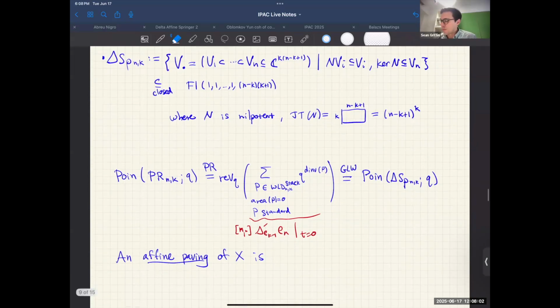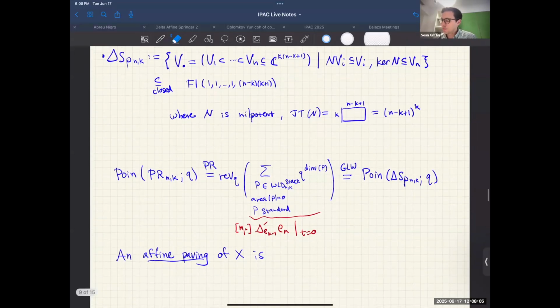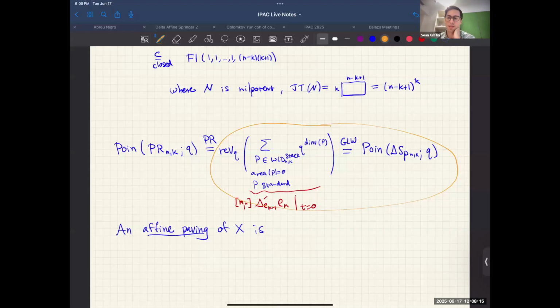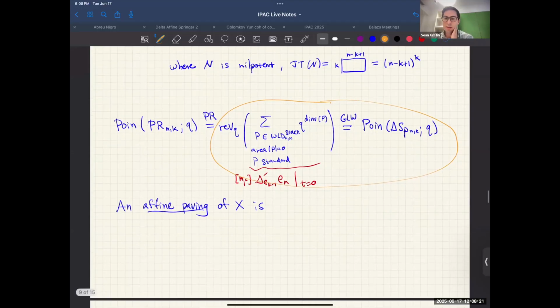So I'd like to briefly explain how you prove such a formula, thinking about the right-hand side. In order to compute these Poincare polynomials, usually you would try to find what's called an affine paving. An affine paving of a variety is a filtration of X by closed subvarieties.